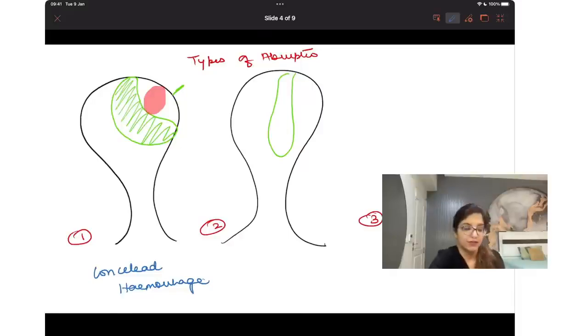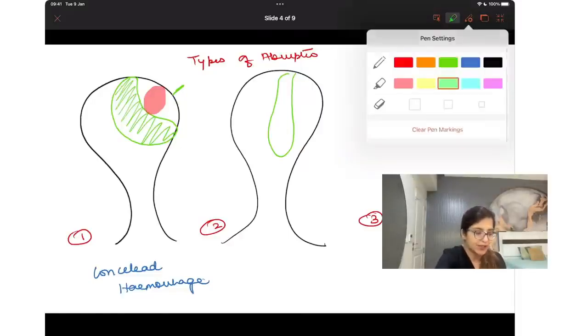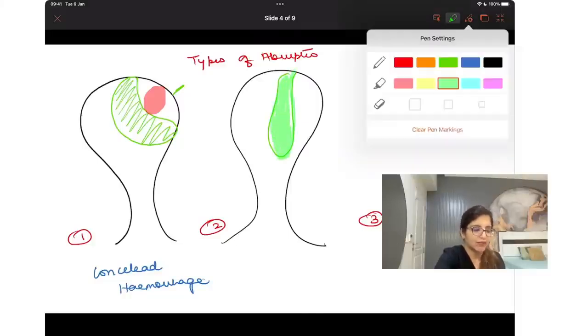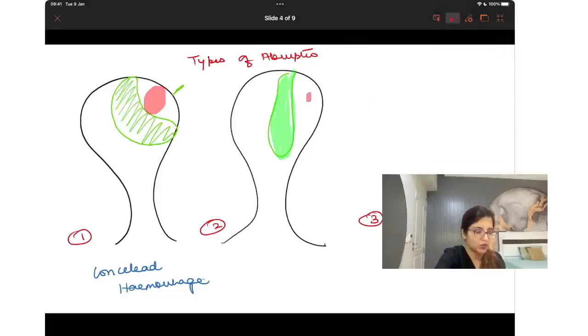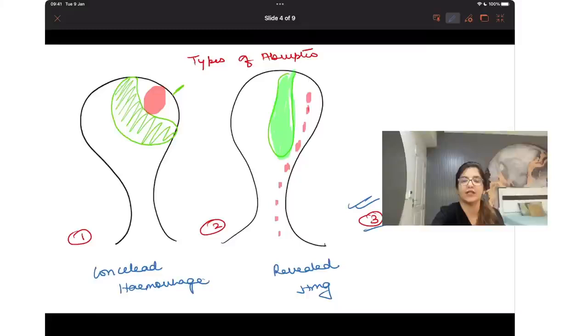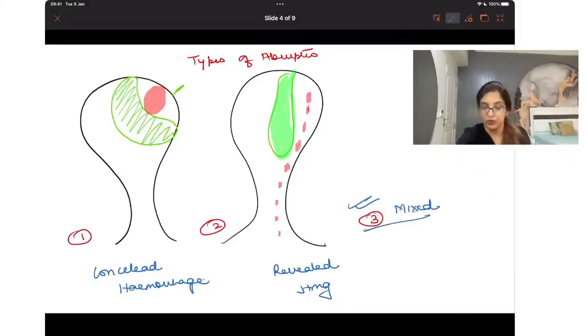Concealed hemorrhage. Right? Another variety of abruptio is where the placenta separates in such a manner that whatever blood is collecting is going to get space to come out, right? And this is what is called revealed hemorrhage. And a third variety is mixed. Most of the times you are going to get a mixed variety of abruptio, right? So, we have concealed variety, revealed variety and mixed variety.